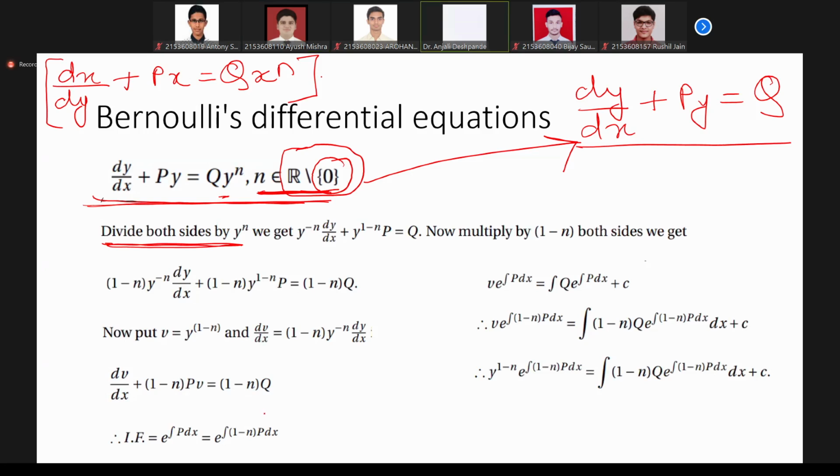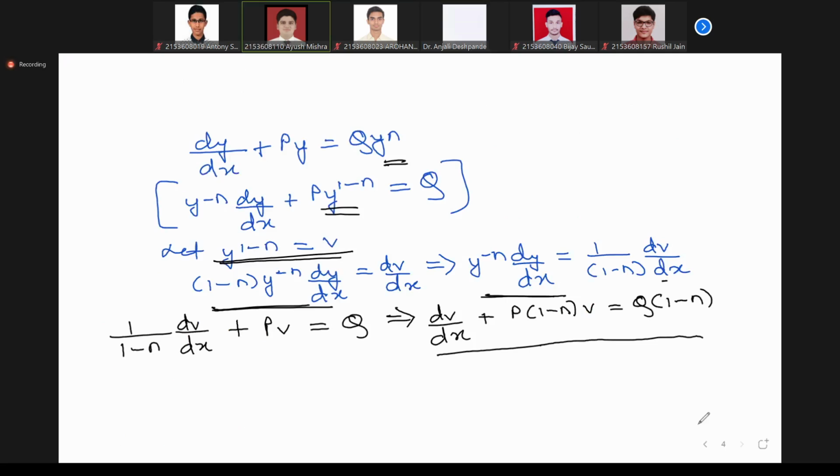Where 1 upon where? It was on the previous slide. One second. Okay. Yes, ma'am. The 1 upon 1 minus n dv by dx plus pv equal to q. This I have substituted over here. We have substituted all this over here. See, this is y raised to minus n dy by dx, isn't it? So this value I have substituted over here. Got it or what? Okay, fine.